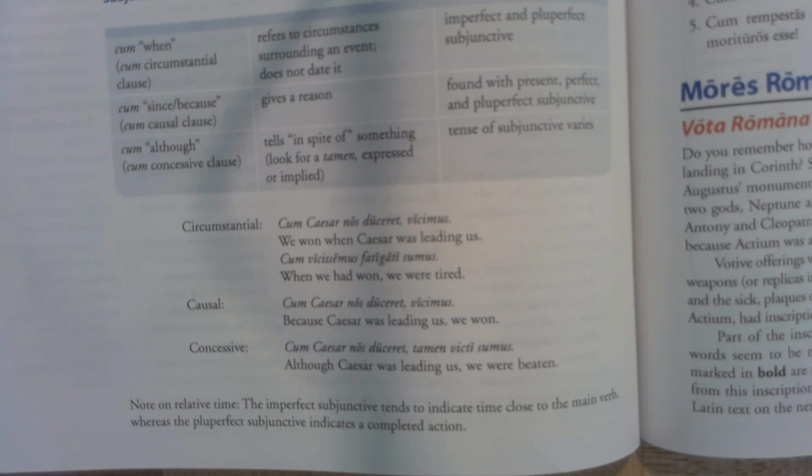So that's why you choose your imperfect subjunctive. Okay, pluperfect subjunctive is completed action. Cum vicisimus fatigatissimus. When we had won, we were tired. So it's not dated at all, and it's the circumstances surrounding an event. Okay, the first event is we won. Second event is we were tired. Fatigatissimus.